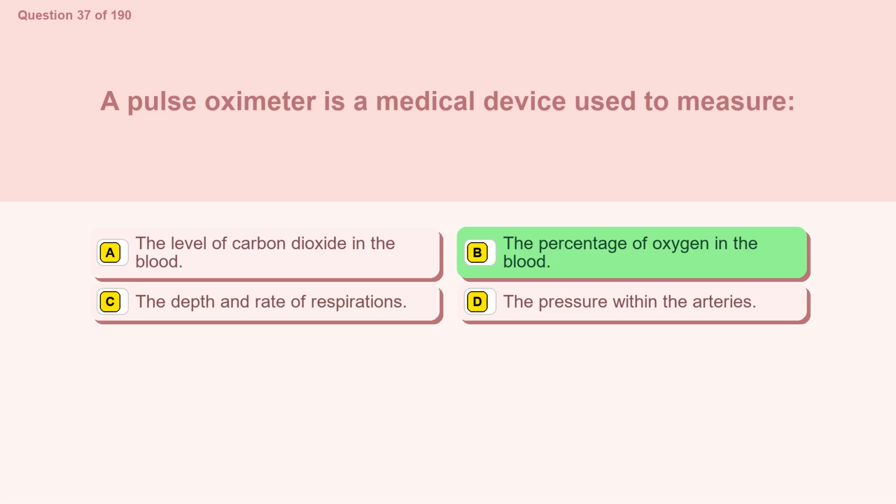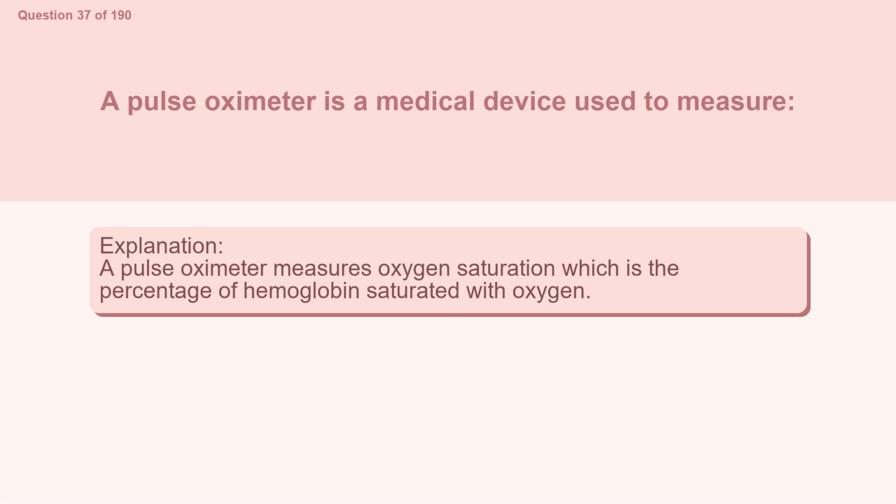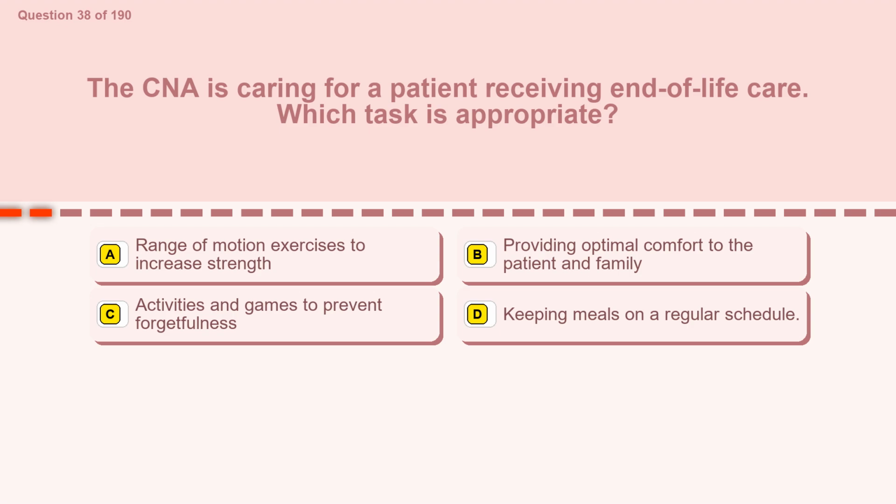The correct answer is option B, the percentage of oxygen in the blood. A pulse oximeter measures oxygen saturation, which is the percentage of hemoglobin saturated with oxygen. Question 38. The CNA is caring for a patient receiving end-of-life care. Which task is appropriate? Option A, range of motion exercises to increase strength.